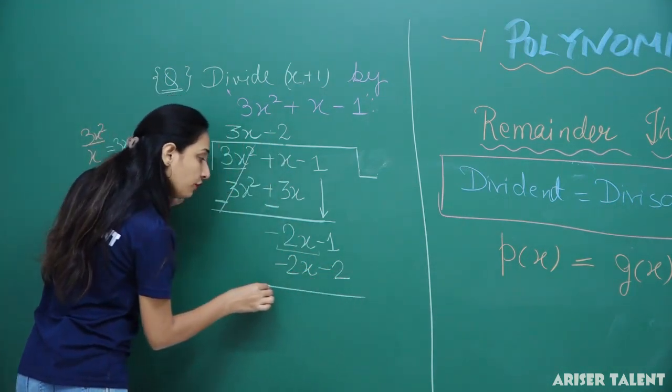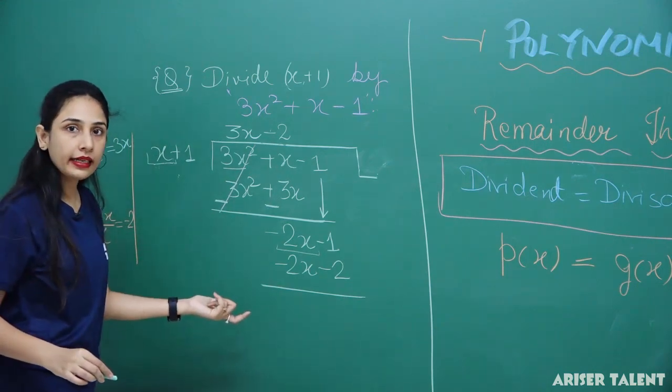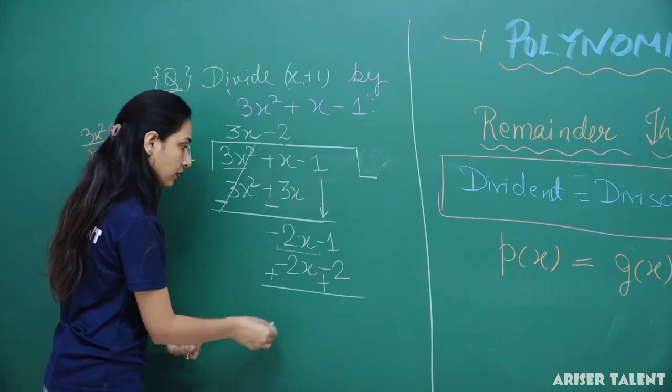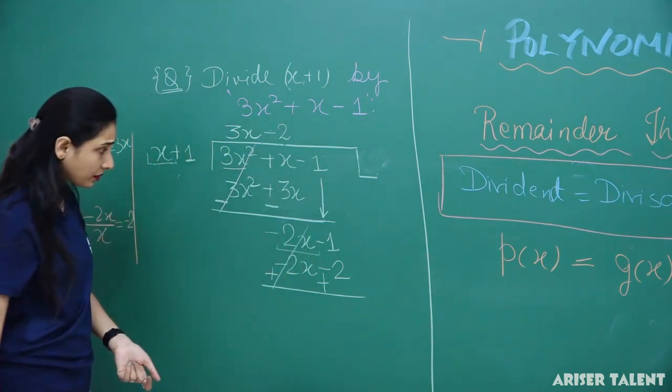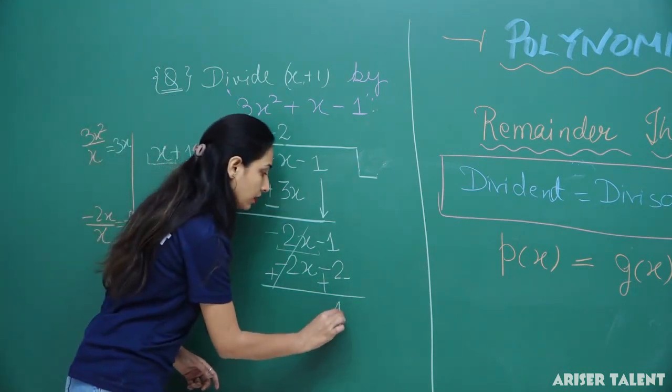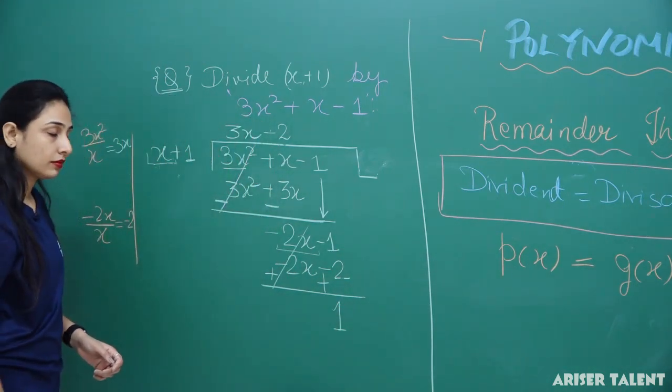Okay. Now what will we do? We'll change the sign in order to subtract it. Plus here and plus here again. So it will subtract. Now plus of 2 and minus of 1, we'll get a 1 here. Right.